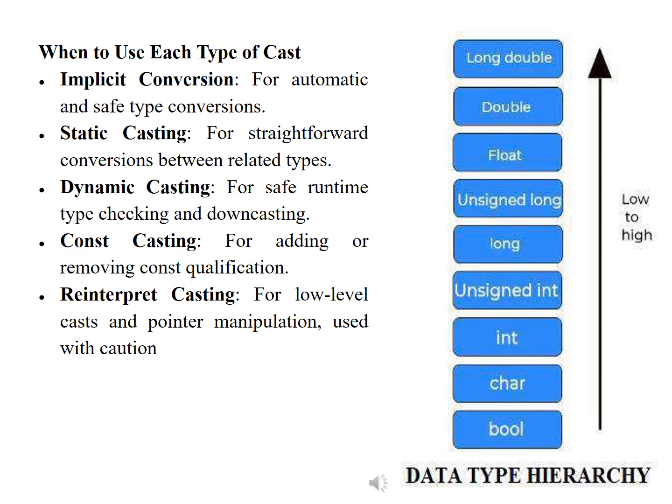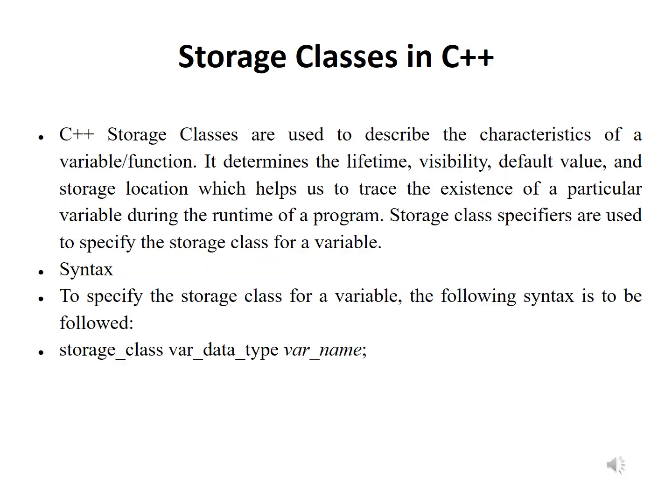The data type hierarchy is shown here. Casting can be converted from low to high, that is from boolean to char, char to integer, integer to unsigned integer, unsigned integer to long, from long to unsigned long, from unsigned long to float, from float to double and double to long double. This is what we will be using for casting. Storage classes in C++.